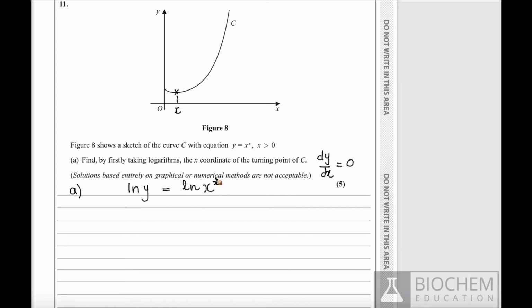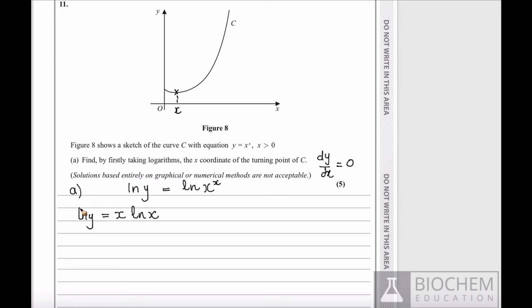Now we can apply the power rule on this side. We can rewrite this as ln y equals x ln x. As we have to find the turning point of curve C, we will have to differentiate this equation. But as we have y on the left and x on the right, we will carry out implicit differentiation.